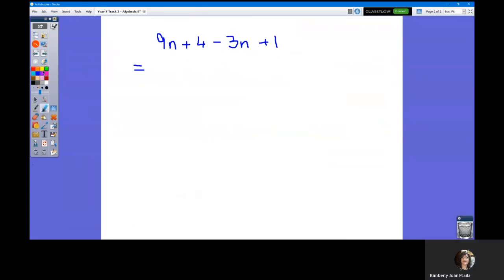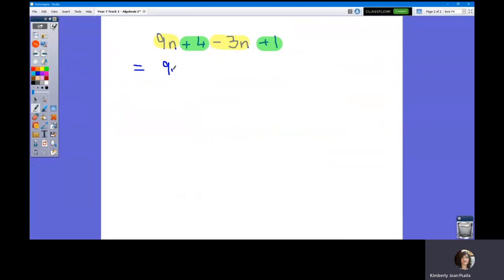So let me highlight the two families I see, the two different terms I see here. I am seeing 9n and minus 3n. They should belong together. And here you have plus 4 and plus 1. So if you can see with two different colors, 9 and minus 3 should belong together, plus 4 plus 1, they belong together as well. So we are going to rearrange our expression. We're not going to change it. However, we're just going to reorder the terms here.